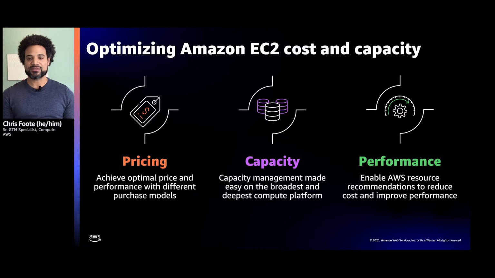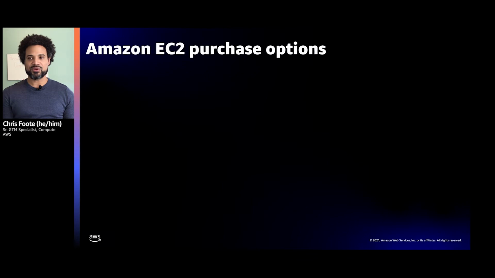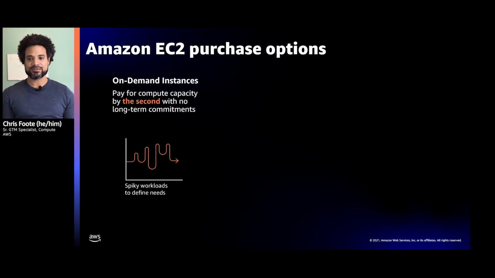So there's three different vectors that we're going to attack here. And let's start with pricing. When we look at compute, there's really three major purchase options. And the first is on demand. This allows customers to pay by the second with no long-term commitments. There's lots of flexibility here. As we mentioned before, there's over 400 different instance types to choose from. And this is where many customers start their journey. It's excellent for spiky workloads because there's no commitment required. And it's usually where customers start to build out a new application as they're beginning to define what their requirements are.